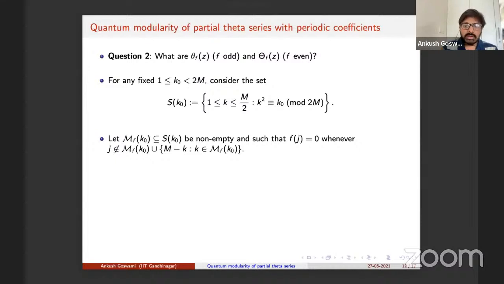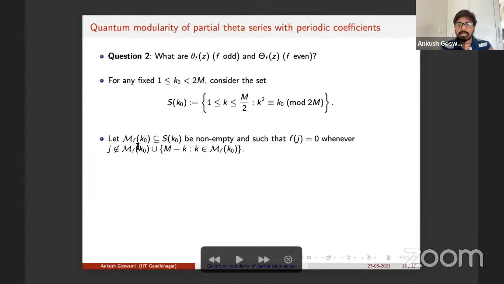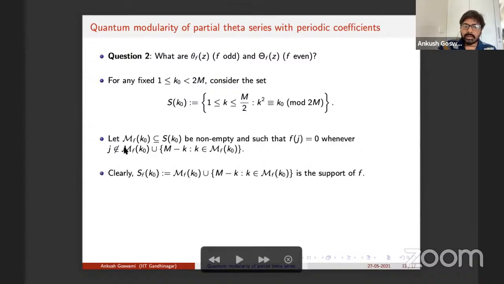And then you consider any non-empty subset inside this set S of k naught. You consider this set m sub f of k naught, which is any non-empty set inside this S of k naught. And then you consider those functions f which satisfy the condition that whenever j is outside this union, fj is 0. So we only take those functions satisfying this condition, and with this, it is very clear that the union is basically the support of the function f.